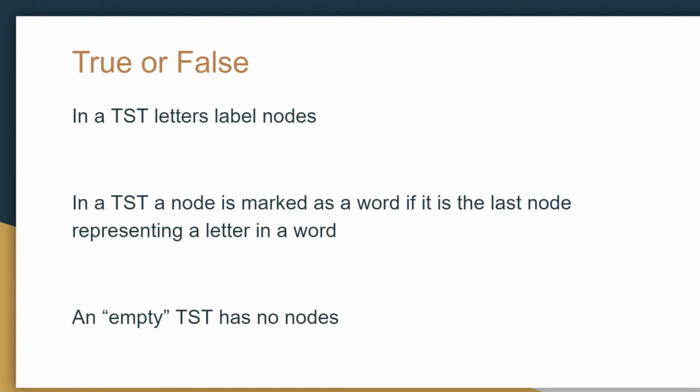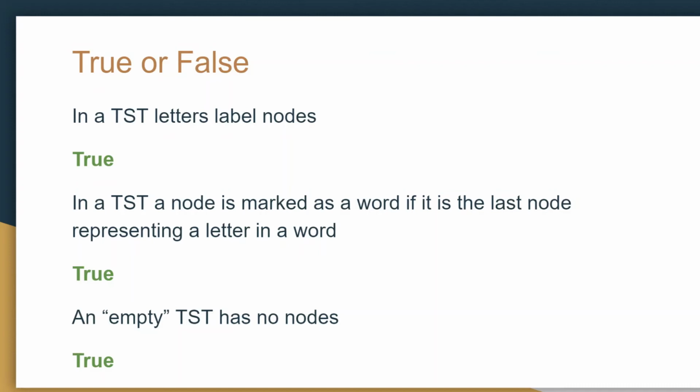So for the true or false, the questions are: in a TST, letters label nodes. In a TST, a node is marked as a word if it is the last node representing a letter in the word. And an empty TST has no nodes. All of these are true.